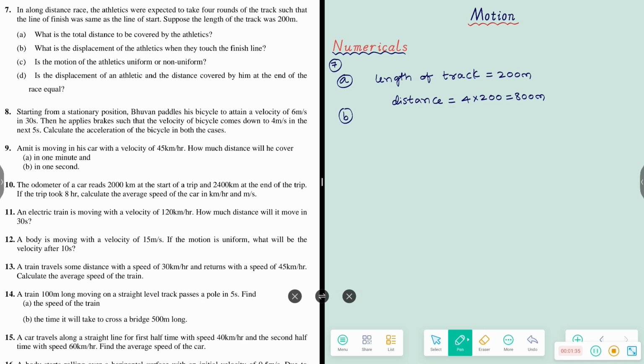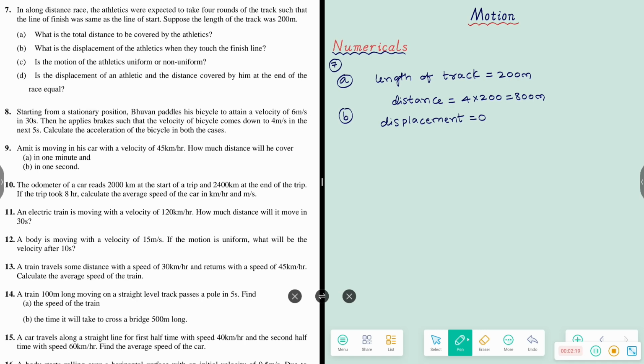Now second question answer, B. What is the displacement of the athletes when they touch the finish line? So here what happens, in the question it is mentioned that the line of finish was same as the line of start. When line of finish and line of start both are same, athletes reach the initial point again. Final point and initial point coincide with each other. So in that case, we discussed already, displacement will be 0 because there is no change in initial and final points. So displacement is 0. Distance is 800 meters, but displacement is 0.